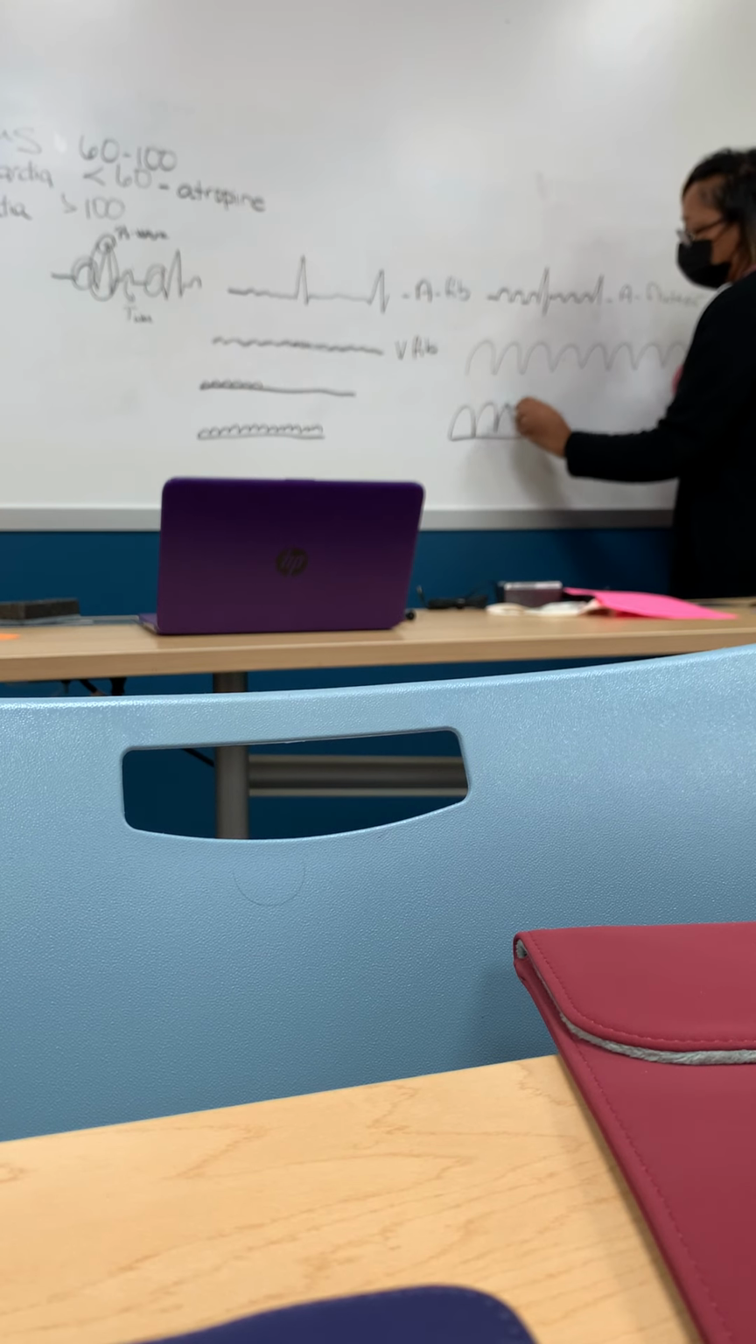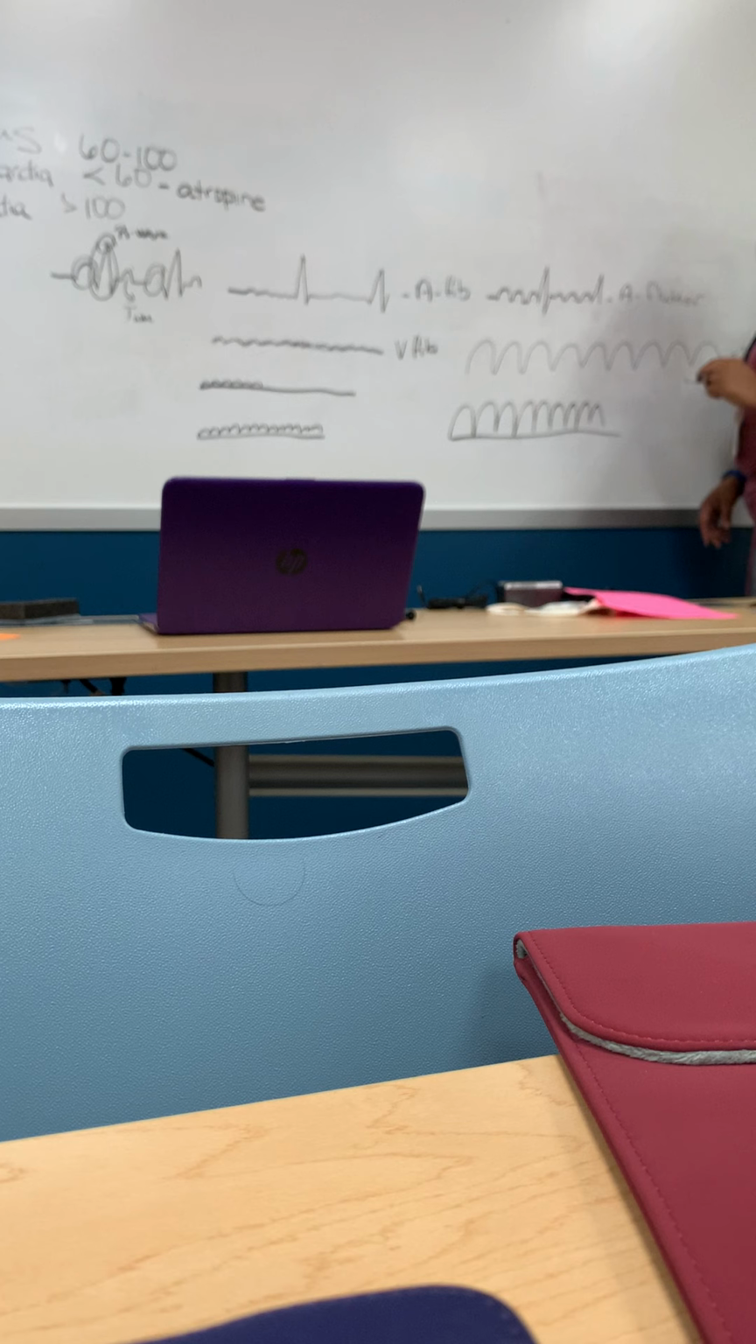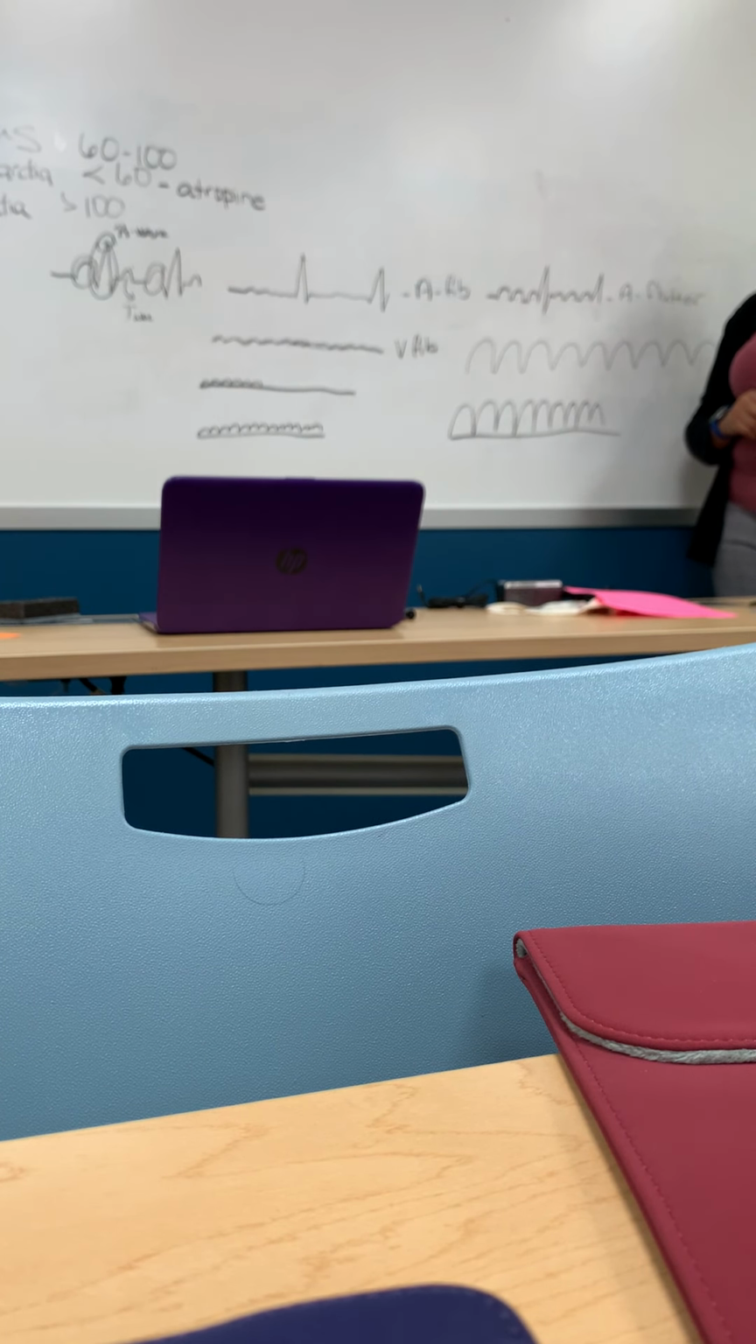Those are taller than those. So that's how you remember VTAC versus VFib. VTAC is tall. Ventricular, you will never see a P. And if they're tall, it's ventricular tachycardia. If they're short, it's ventricular fibrillation. So with VFib you never see a P? Neither of those.